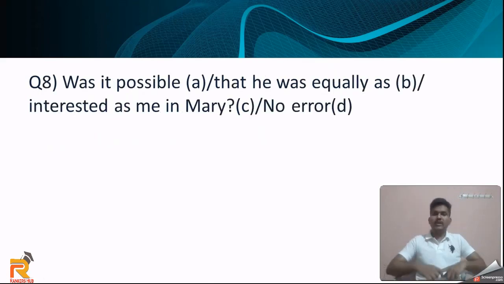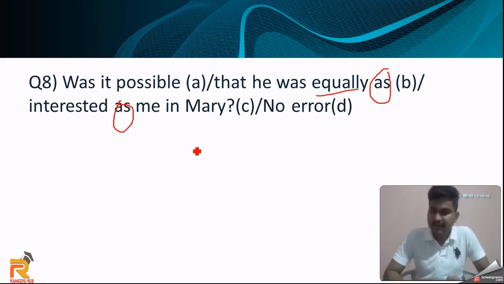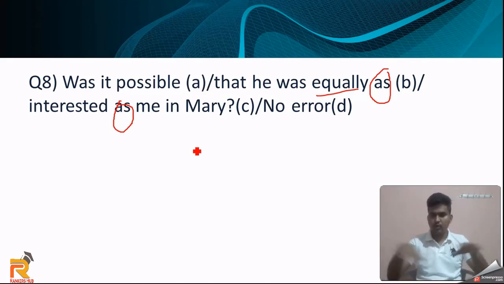Was it possible that he was equally as interested as me in Mary? I hope you got the answer already, because this is pretty easy to understand. Guys, you're talking about something equal, right? You have used a word called equally, and you are also using a combination called as. Can you see this? Let me remind you something now. As is actually a combination used to talk about things lying on the same ground, which are equal. For example, Satish is as good as me, or as good as I, to be precise, right? Satish is as good as I.